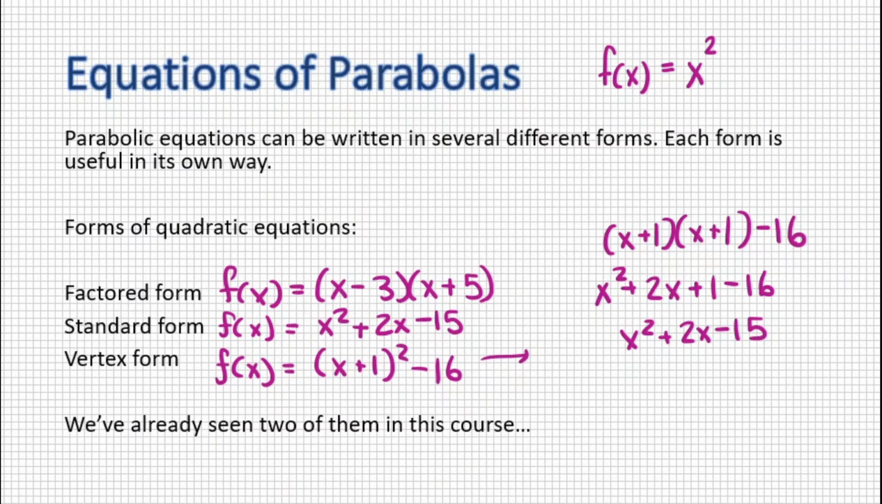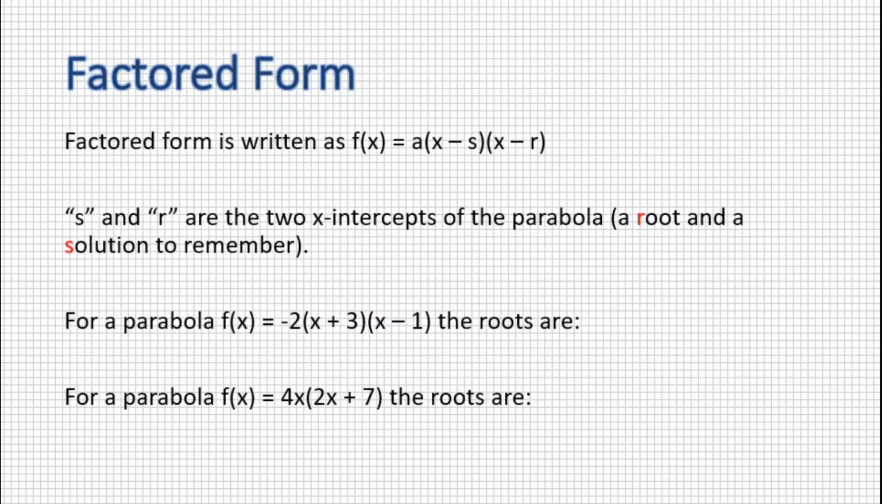If we were to factor the standard form, we would get to the factored form. They all work out. So looking at factored form, it's written as a onto x minus s onto x minus r. And the thing that you can find very easily from factored form are the roots or the solutions or the x-intercepts. And that's how I tell people to remember that the s and the r mean a solution and a root, which are going to be the two x-intercepts.